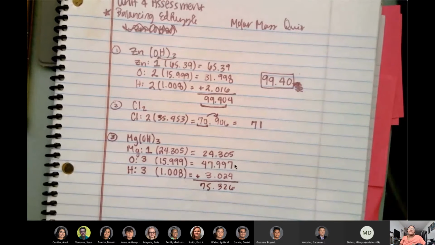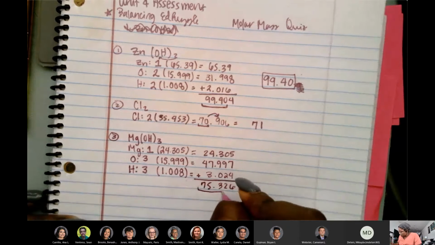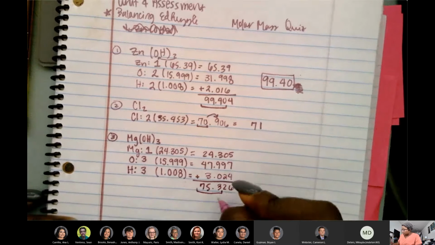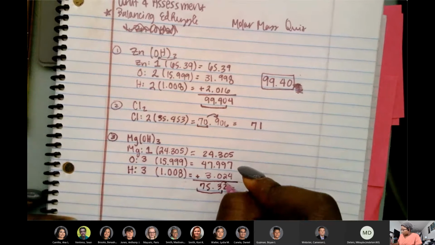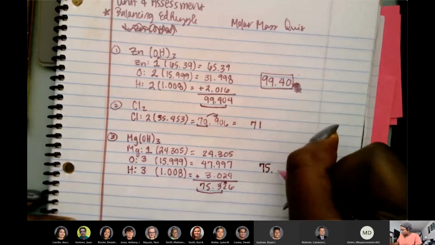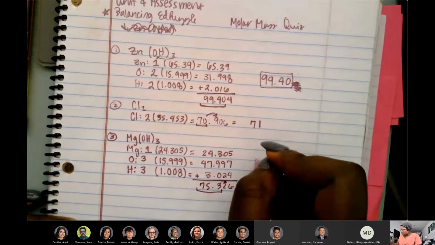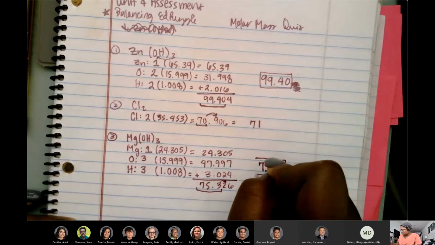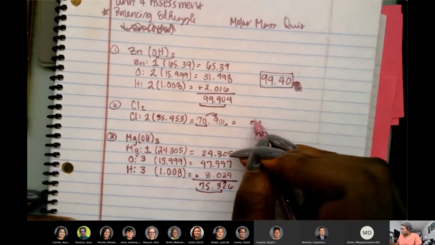Yeah. That's what I got. So now we need to see how many digits our question calls for. Our question says we need 3 digits. So we have 1, 2, 3 digits. So we look at the 4, the 2, we'll keep the 3. So our final answer is 75.3. Good job.